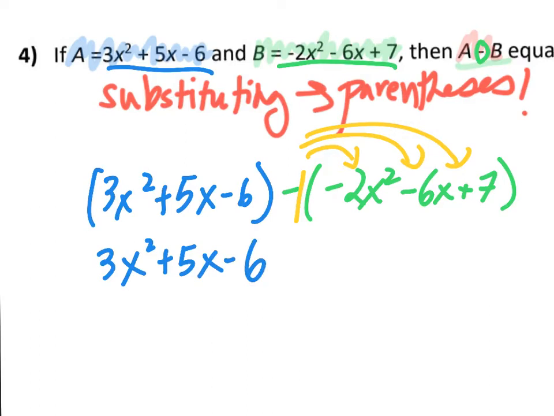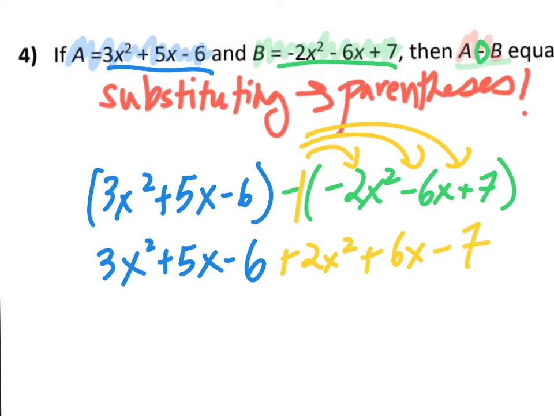Now, my new expression, after I've distributed out the negative 1, is going to be negative 1 times negative 2x squared is positive 2x squared. Negative 1 times negative 6x is positive 6x. Negative 1 times positive 7 is negative 7.